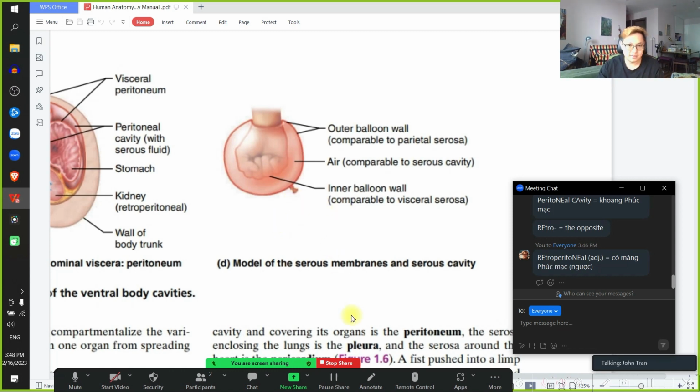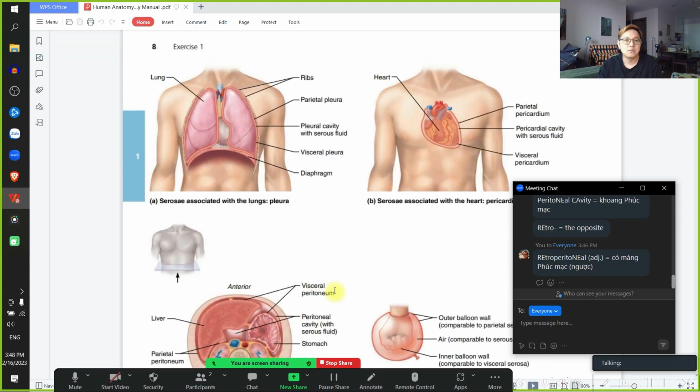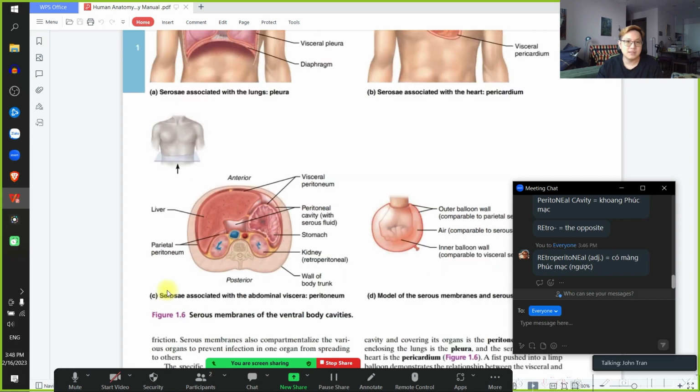Yeah, it's always going to be like this. Now, this whole figure is called serous membrane of the ventral body cavities.